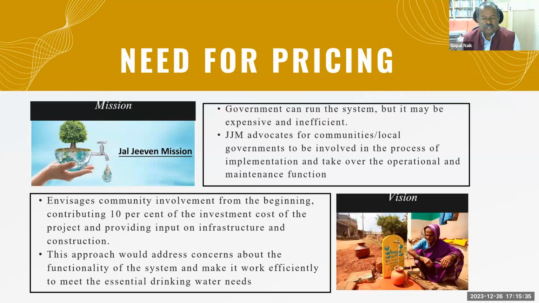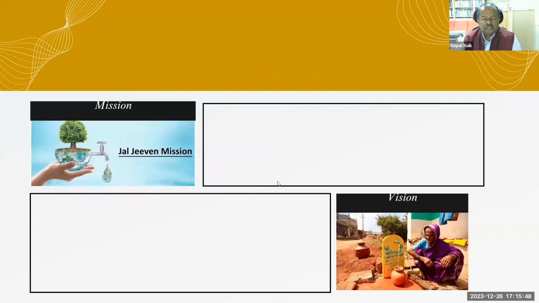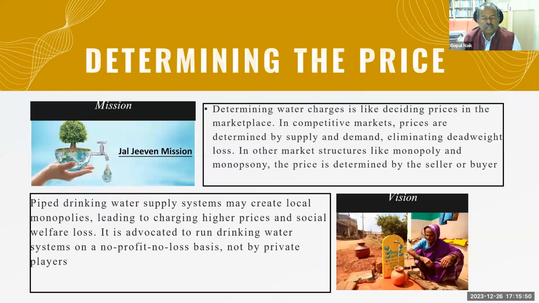So this approach would address concerns about the functionality of the system and make it work efficiently to meet the essential drinking water needs. So therefore, in order to make sure that the drinking water system works well, efficiently, as well as sustainably, it is important that the community is involved, the community takes ownership, the community starts participating in its management, and the community takes over the operations and maintenance.